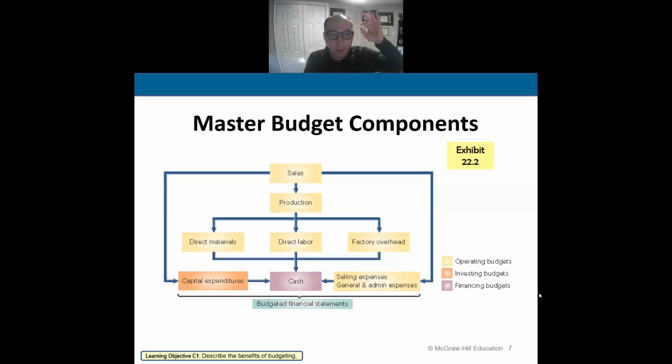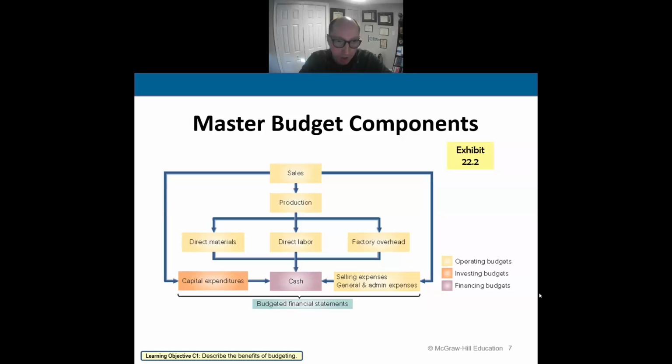And so the number of units I expect to sell times the sales price gives me my total sales budget. That will then tell me how many units I need to make in order to meet that sales goal. So if I say I'm going to sell 20,000 units next year, and I already have 5,000 units in inventory that I expect at the end of the year, that means I need to make 15,000 more units. And to make those 15,000 units, I have direct materials, direct labor, and factory overhead that I need to use.